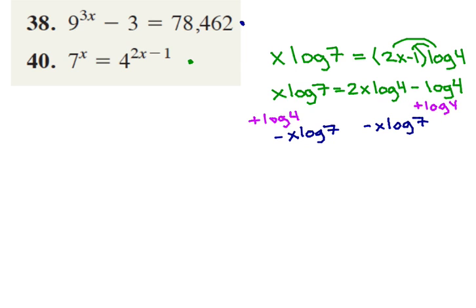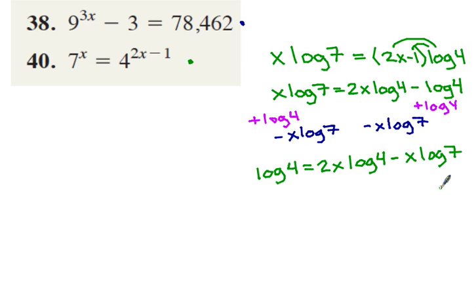Okay, so what we end up with when we do that is log 4 equals 2x log 4 minus x log 7. So I've distributed through, I've gotten my x's onto the same side of the equation, and now I'm going to try to get the x by itself.